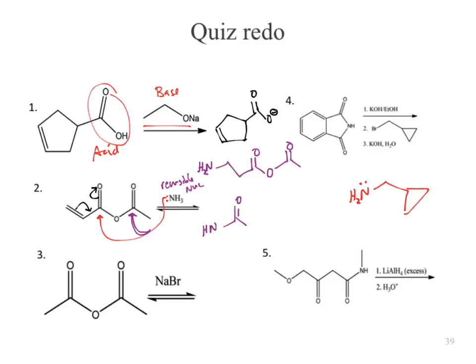We'd end up with our amide. Oops, that should be an NH2. And then our alpha-beta unsaturated acid, carboxylate. Okay. 3.